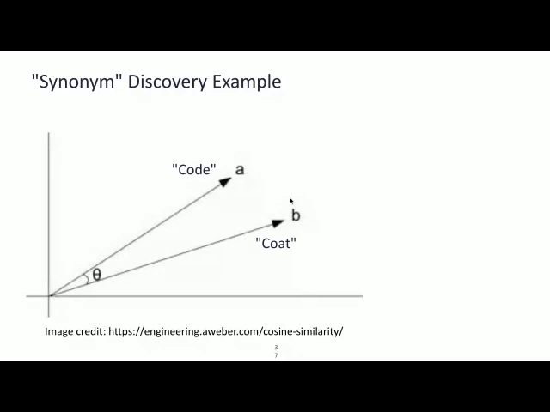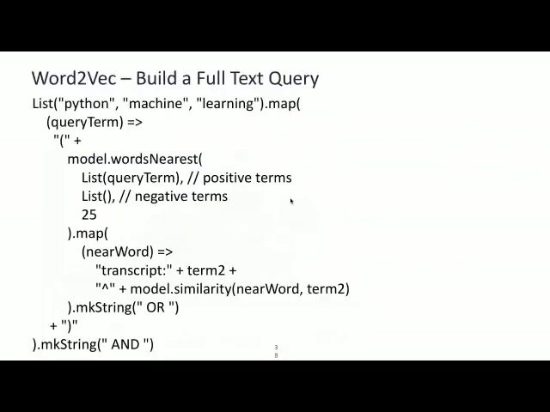I think there's probably some potential for someone to use this to improve the quality of transcriptions if you knew something about the data set that you were doing the transcriptions on. So if we expand this concept of synonyms and we say, let's take a query like Python, machine, and learning, and let's find the 25 nearest terms for each of these.